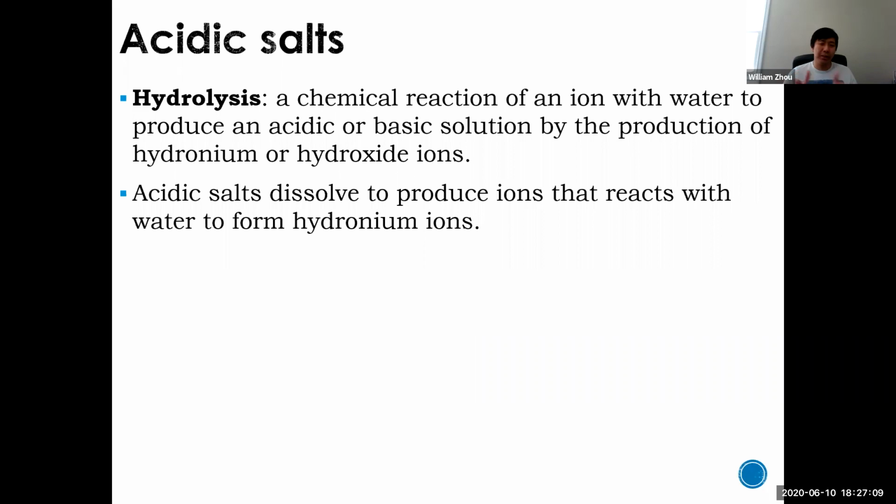Same thing for acidic salts. This occurs for acidic salts as well. Nothing is changing here. Acidic salts dissolve in water to produce hydronium ions. Ammonium chloride, NH4Cl: you dissolve that in water, you break into its ions, you have ammonium and chloride. And I'm telling you, this is acidic. Why is it acidic?